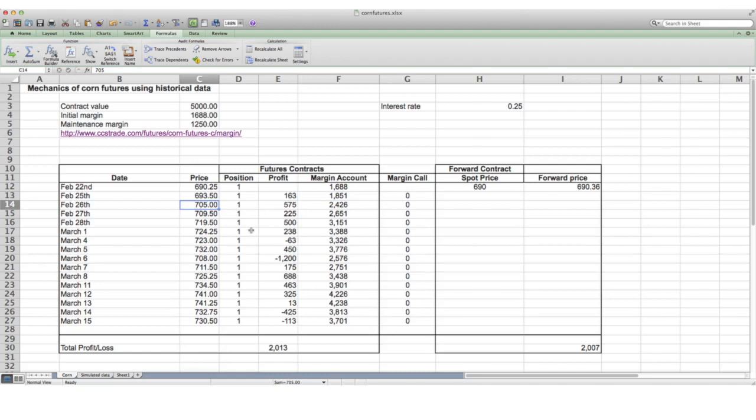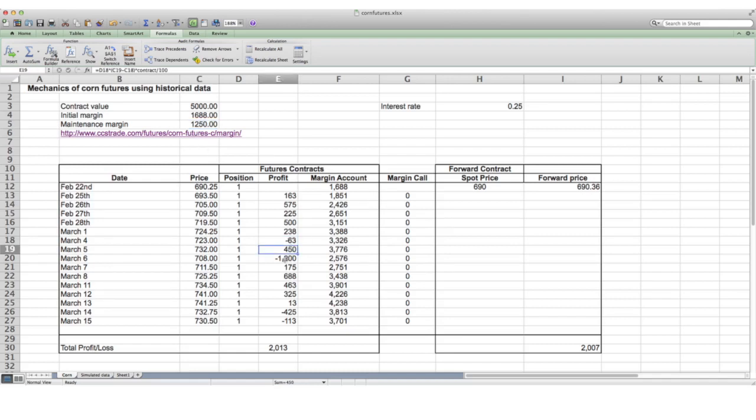On the next day, it jumps up to $705. He makes $575 profit, which also gets credited into the margin account, and so on. Another profit, another profit, another profit, and now a loss. That loss gets debited from the account. So he has $3,388 here. It gets reduced to $3,326. Now, even though there is a loss, the broker does not ask the investor to put more money into the margin account. And the broker will not ask this person to put in more money until the value drops below the maintenance margin of $12.50.